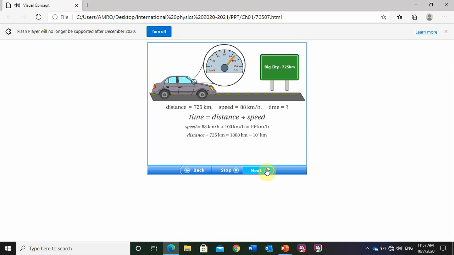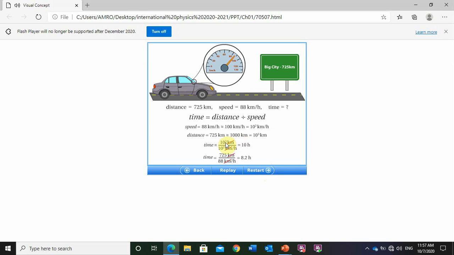To estimate the answer, we make an order of magnitude approximation by rounding each quantity to the nearest power of 10. We find that the trip should take about 10 hours. An exact calculation shows that the trip would actually take 8.2 hours, a number in keeping with our estimate and having the proper dimensions and units.